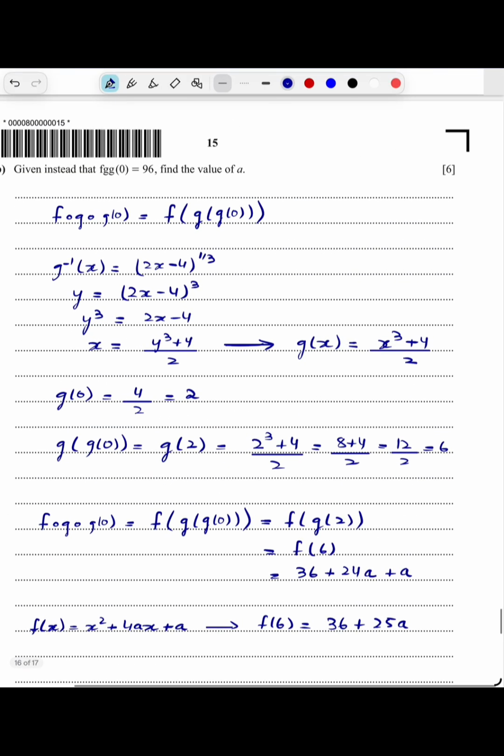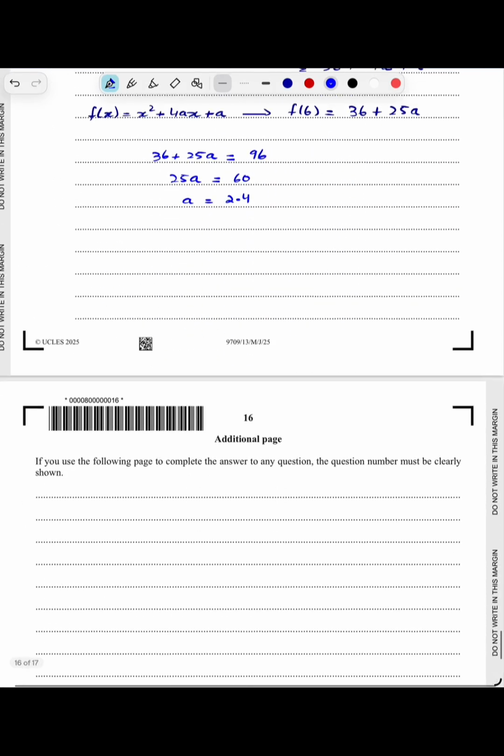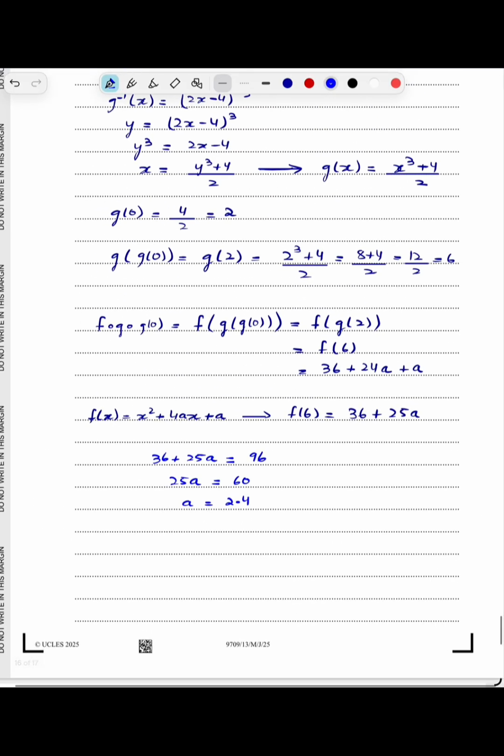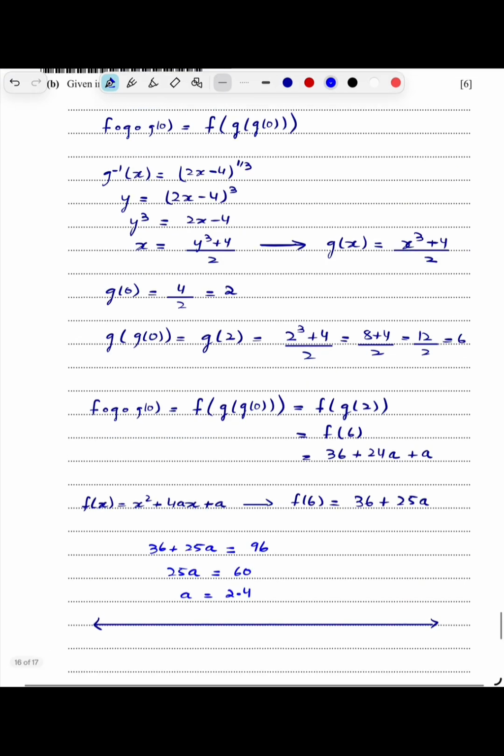And they've told us that this is equal to 96. So what we have to do is say 36 plus 25a should be equal to 96. So 25a is equal to 60. So a is equal to 2.4. And I think this was it. Yeah, this was the end of the paper. This was question number 11 part B, which was for 6 marks.